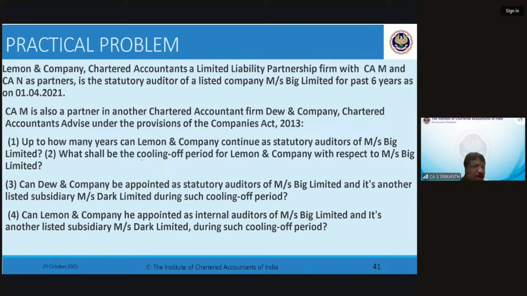If you understood the subject, then there is no doubt about it. So the correct answer for 4, Ms. Pooja, is yes, Lemon and Company can be appointed as internal auditors of Big Limited since during the cooling period they are not statutory auditors and therefore the prohibition of section 144 will not apply. This goes to Mr. Nagaraja also. And for Dark Limited, you have to be a little careful. Make an assumption: assuming that Lemon and Company is not the statutory auditor of Dark Limited, then it can be appointed as internal auditor of Dark Limited also. That's a small assumption you make. That is the important point you have to understand.